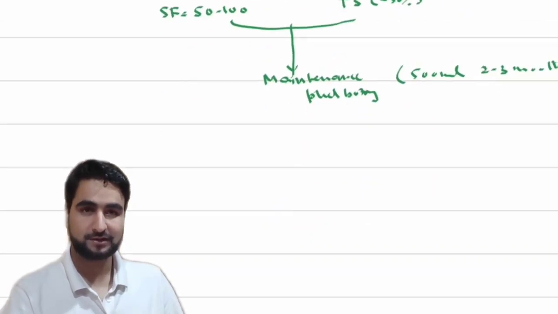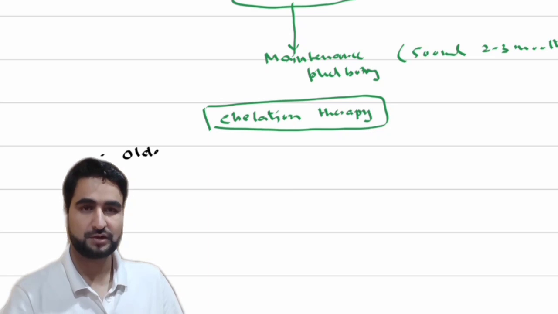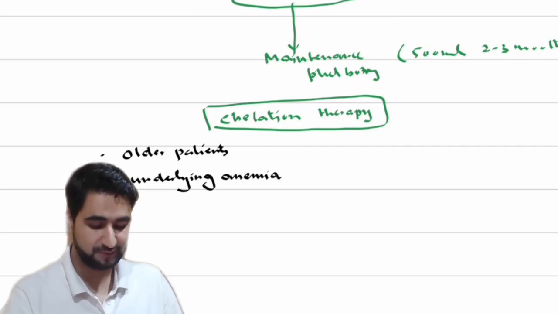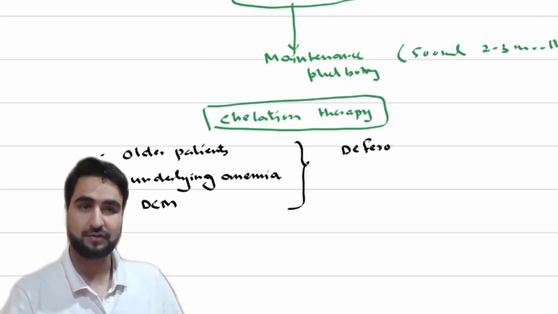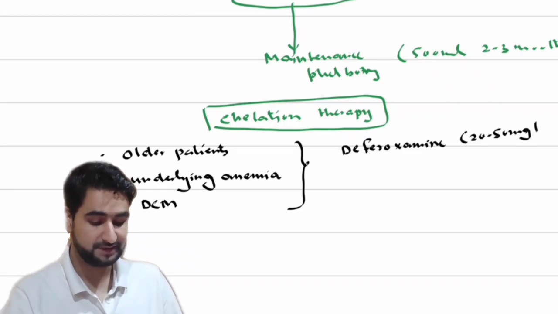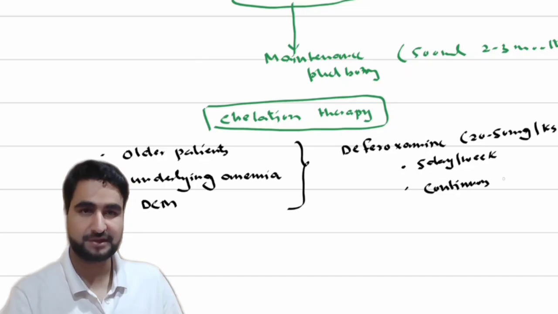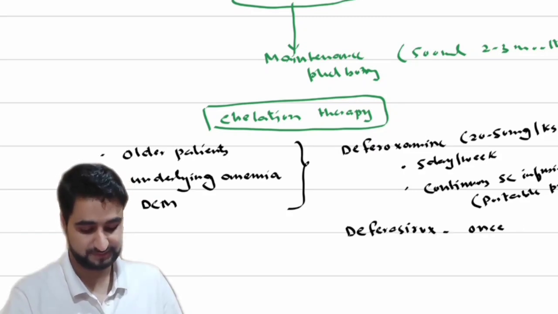Now, what is the role of chelation therapy in hereditary hemochromatosis? Patients who can't tolerate phlebotomy, like older patients, those having underlying severe anemia, and those with dilated cardiomyopathy, should be given chelation therapy. In chelation therapy, we have deferoxamine. It is given in a dose of 20 to 50 mg per kg per day, 5 days a week, as a continuous subcutaneous infusion with a portable pump. We have another drug that's oral, that's deferasirox, which is given in a once daily dose.